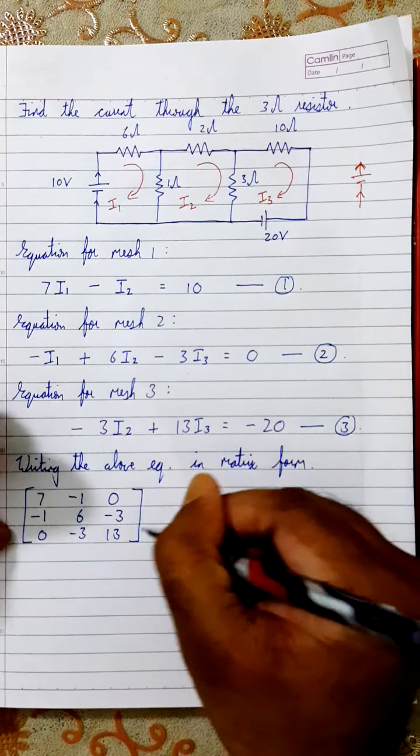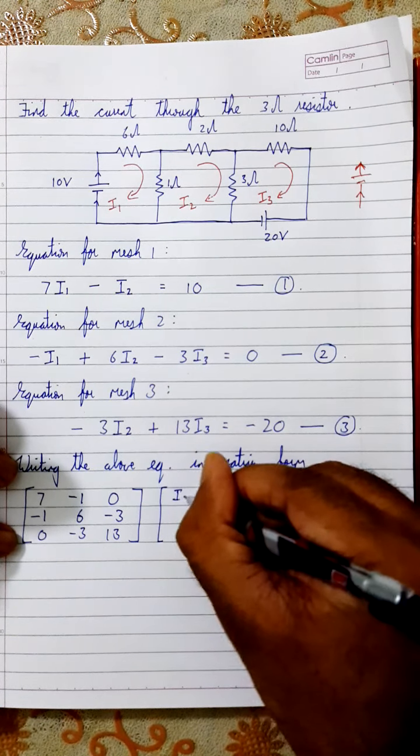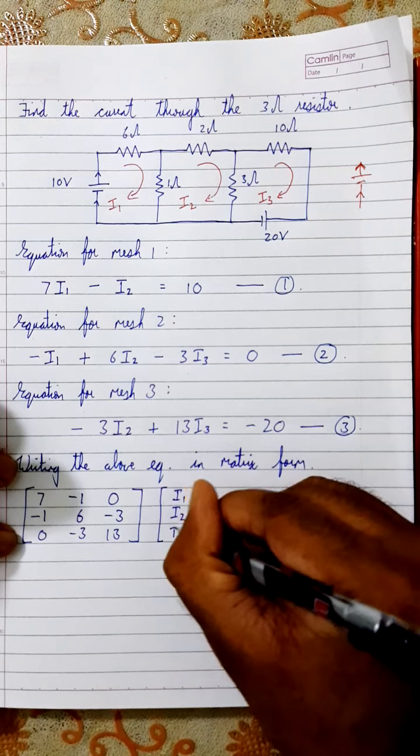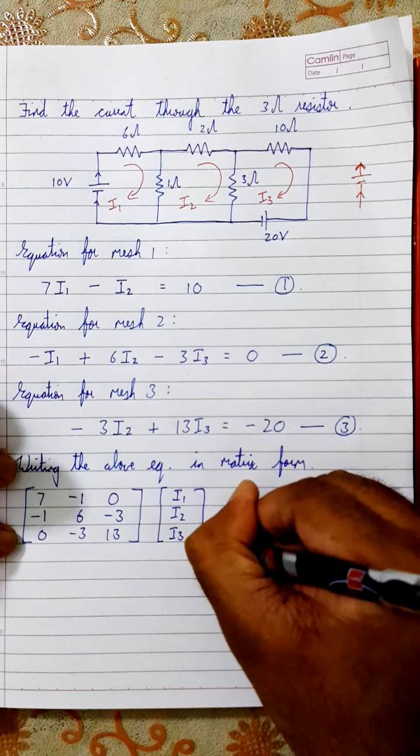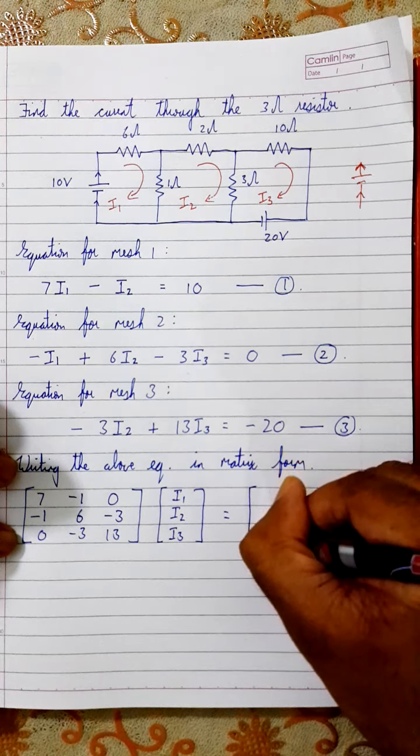This is the coefficient matrix. And your unknown variables are I1, I2, I3, is equal to the matrix of your voltage source, which is 10, 0, minus 20. This is the matrix form. Alright. So now what you're going to do is find the value of I1, I2 and I3.